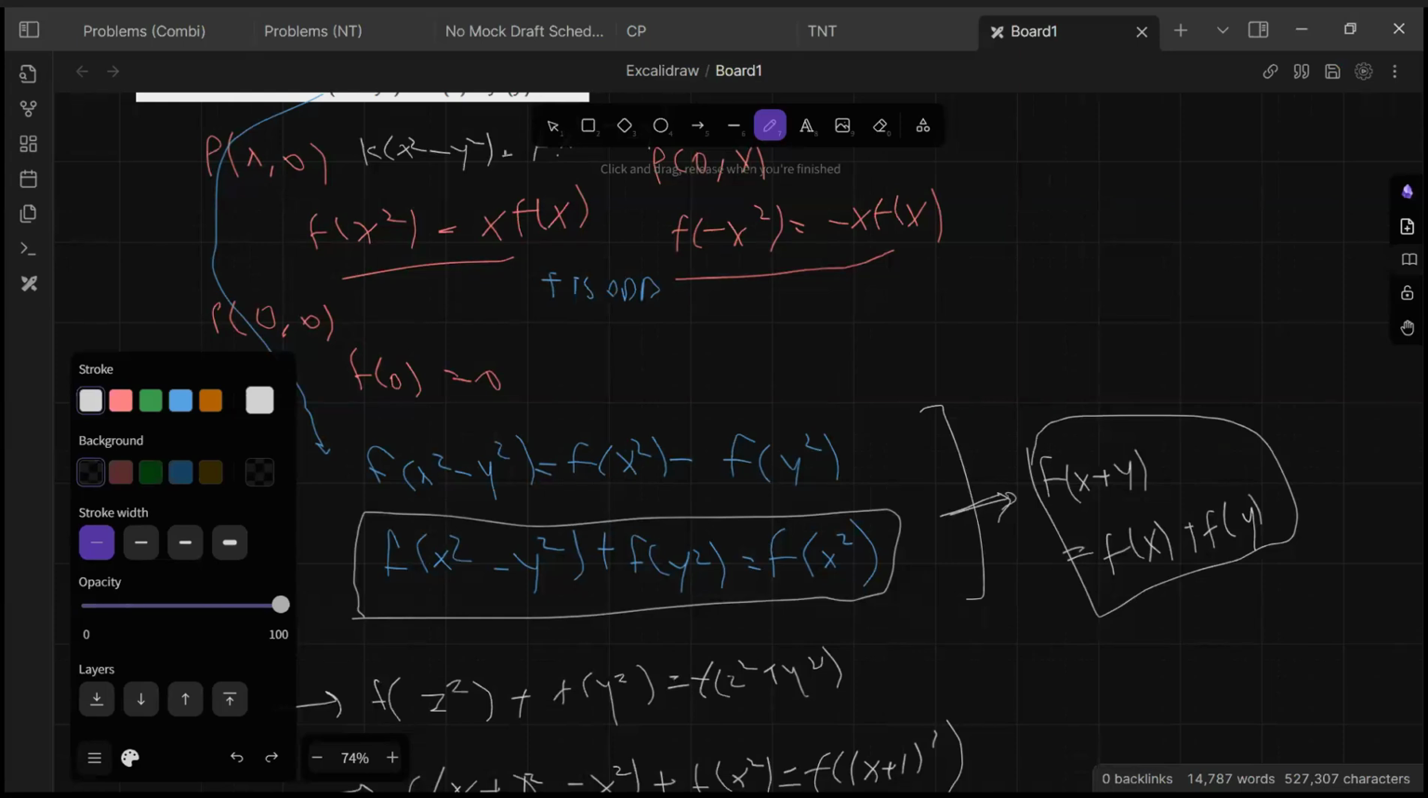Okay, cool. I hope this is clear. We got f of x is odd, f of x plus 1. Yes, Ashwika is correct.